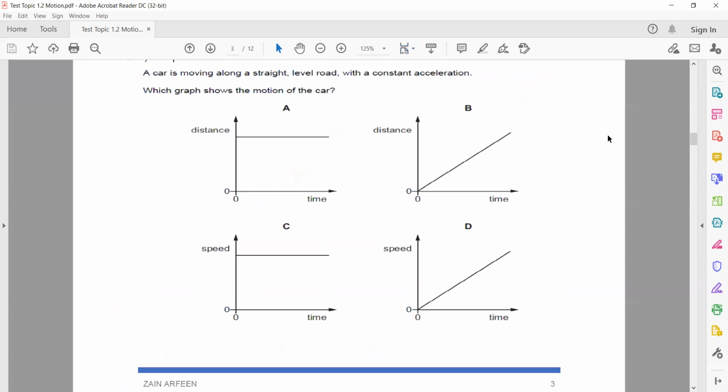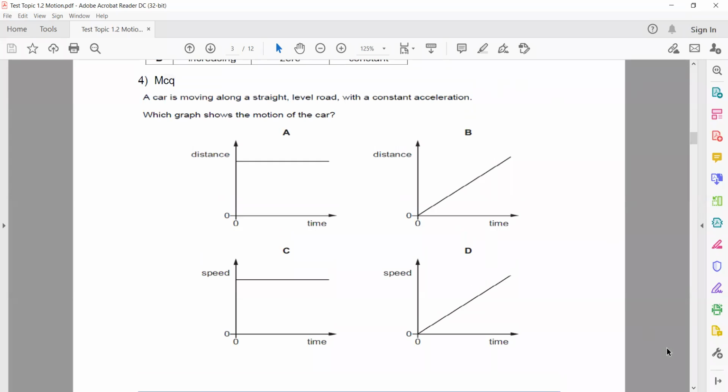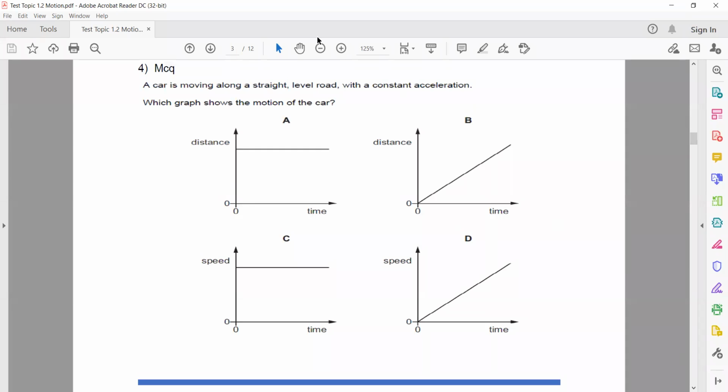Question 3. Then question 4. Distance time graph. A car is moving in a straight line with a constant acceleration. So when we explain the motion for a distance time graph, if there is a horizontal line, it means the object is at rest or the speed is 0. When it is a straight line in a distance time graph, what does it show? It shows it is a constant speed. In a speed time graph, a horizontal line means the speed is not changing. So it also means speed is constant.